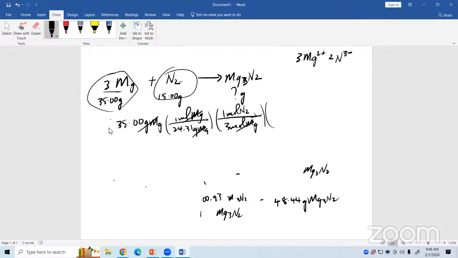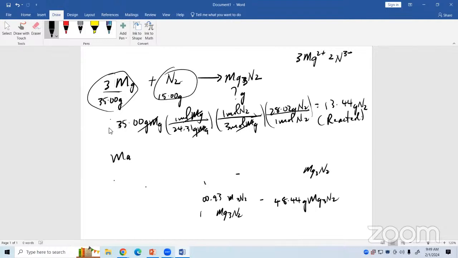The next step is to convert the moles of nitrogen to mass of nitrogen. So I'm going to put 1 mole of nitrogen down here. And up here, I'm going to put the molar mass of nitrogen, which is 28.02 grams of nitrogen. And then I would work that out. 35 divided by 24.31 divided by 3 times 28.02. And according to my calculations, this works out to be equal to 13.44 grams of nitrogen. So remember now, this is the amount of nitrogen that reacted.